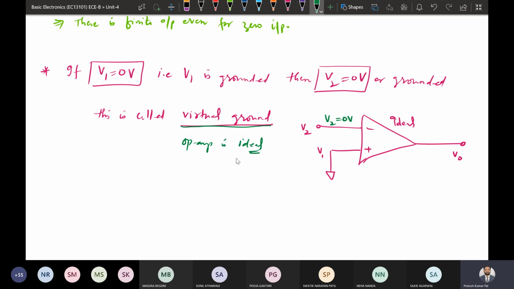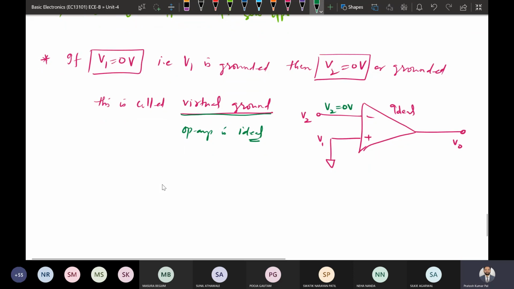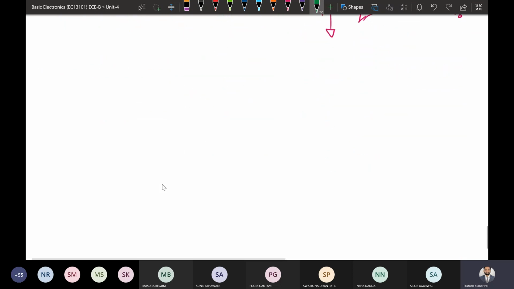Next we will see what the case is if we consider R input. In operational amplifiers, we have considered the input resistance to be equal to infinity. So here R input is considered to be infinity. What is the effect of this? We will see.